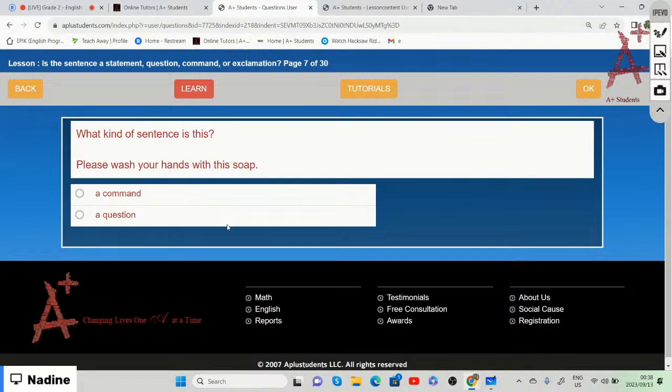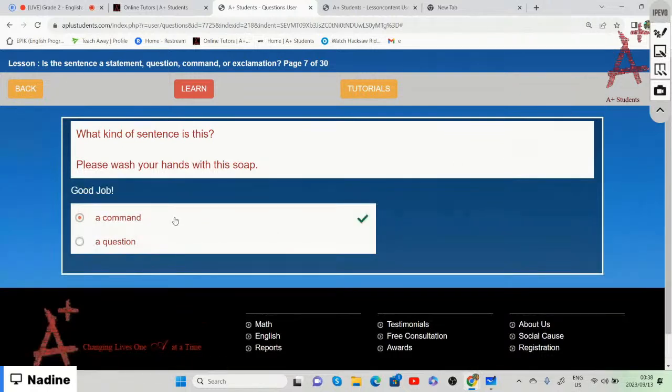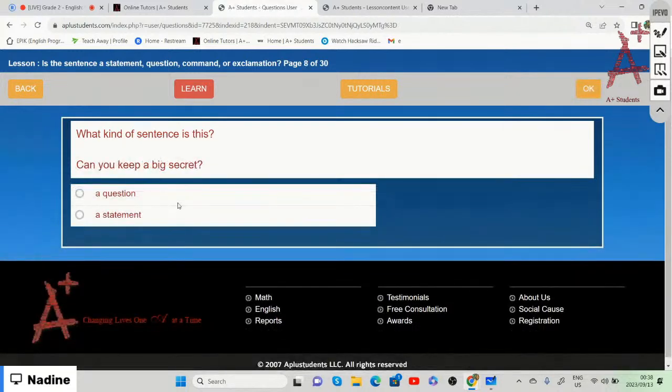All right. And if we were to identify the kind of sentence that this is, then we will say this is a command. It is telling us to do something, to wash your hands with this soap. So a command, it is a request. So yes, a command. Well done.